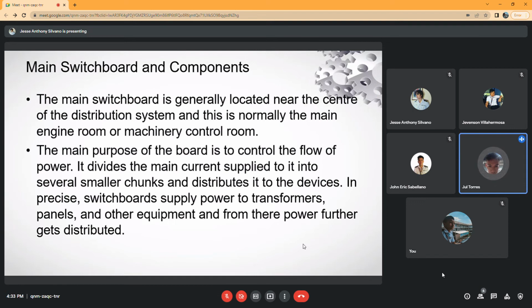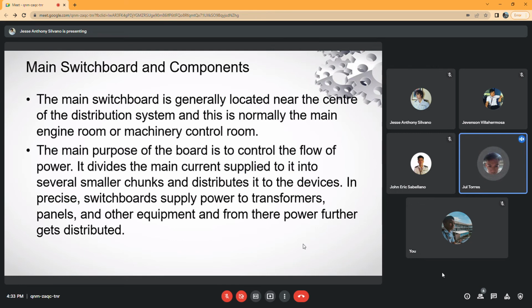Main switchboard and components. The main switchboard is generally located near the center of the distribution system, and this is normally the main engine room or machinery control room. The main switchboard is the main control of the machinery control room.